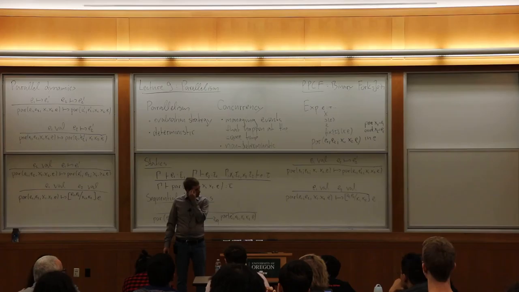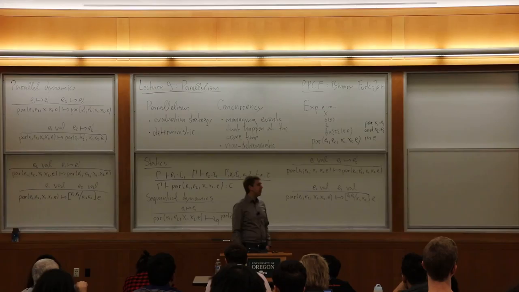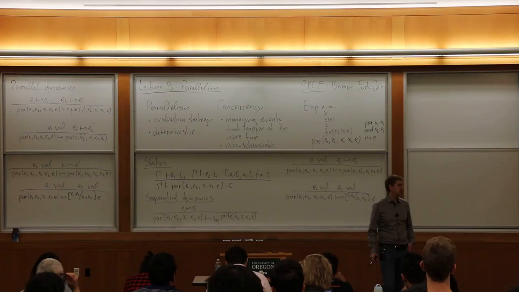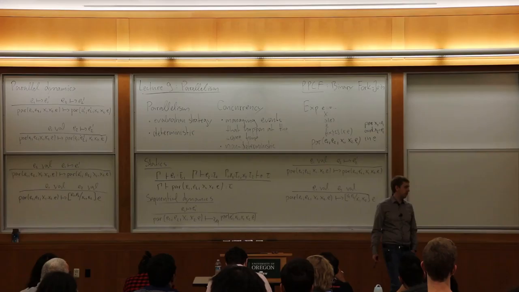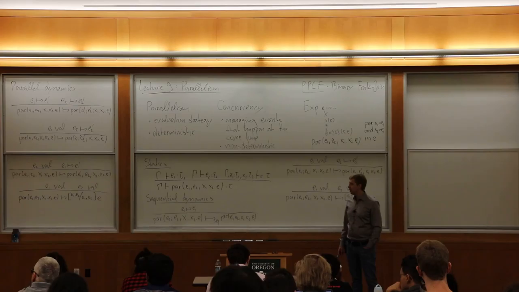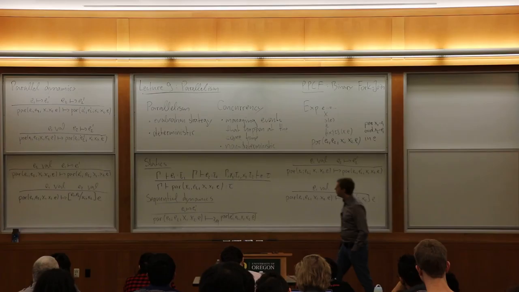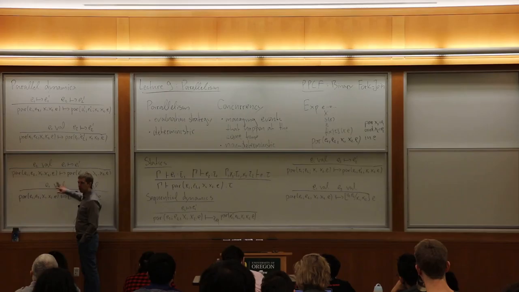I'm not even sure, if you had call by name, how you would do the parallel evaluation. You substitute without checking whether it's a value? Right, but then you lose control over evaluating it in parallel. So it's a bit unclear how you would define the parallel steps if you had call by name.